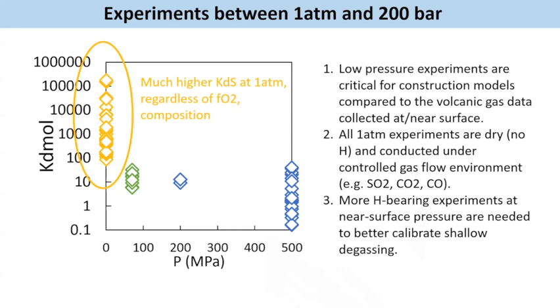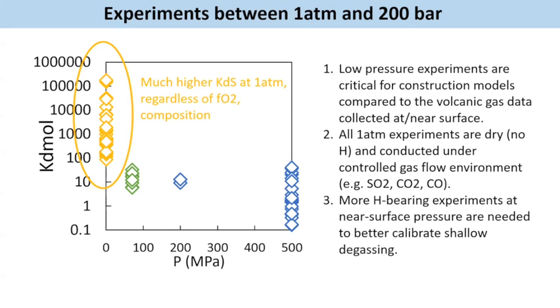Okay, thanks. One last gap I would really like to mention is that there's a lack of experiments at low pressure, between 1 atmosphere and a few hundred bars. These sets of experiments can be really important to calibrate models that predict the vapor phase, to be compared to the volcanic gas data. This figure shows that many experiments at 1 atmosphere have partition coefficients orders of magnitude higher compared to experiments at pressure.